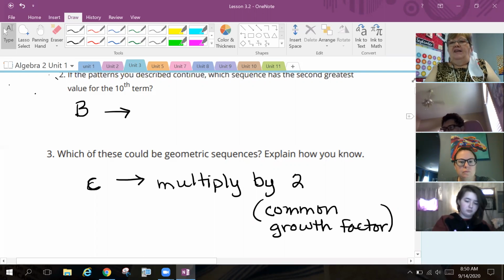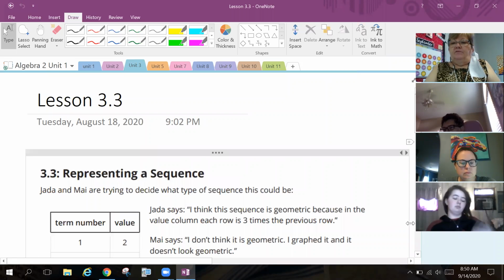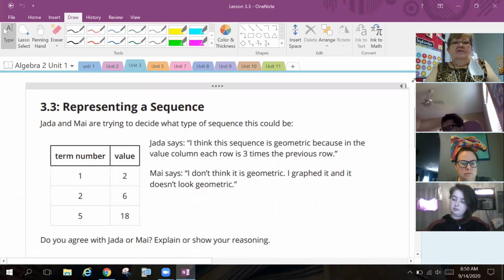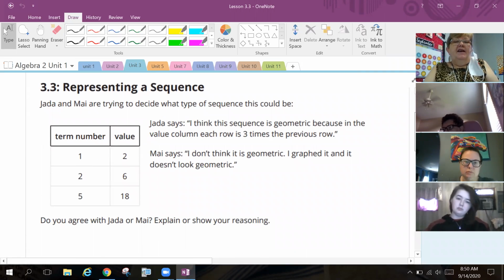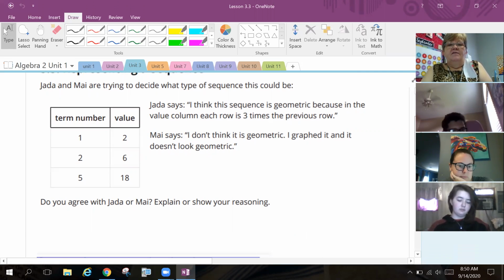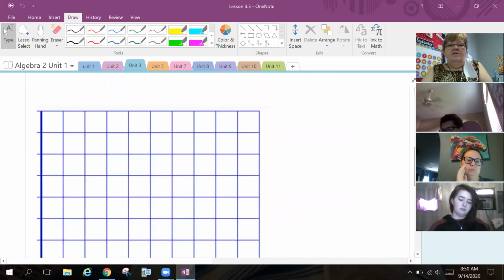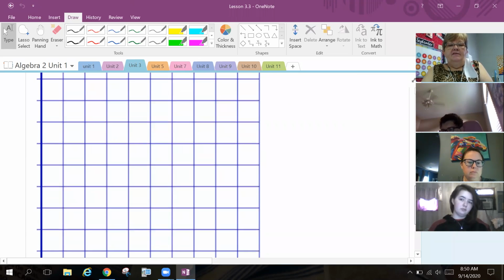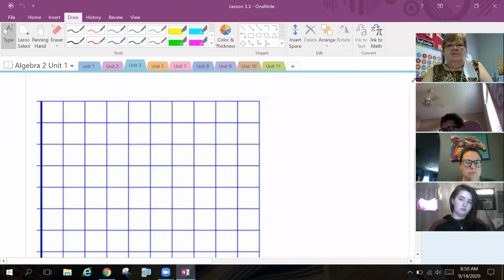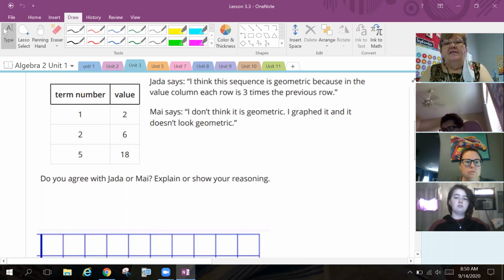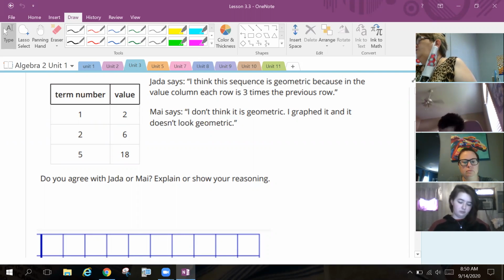All right. Look at lesson 3.3. We have Jada and Maya trying to decide what type of sequence this could be. So look at that table of values and see if you can figure it out. You might even have to graph it. You can graph it there on the side. But let's take 15 minutes and see if we can figure out who's right.